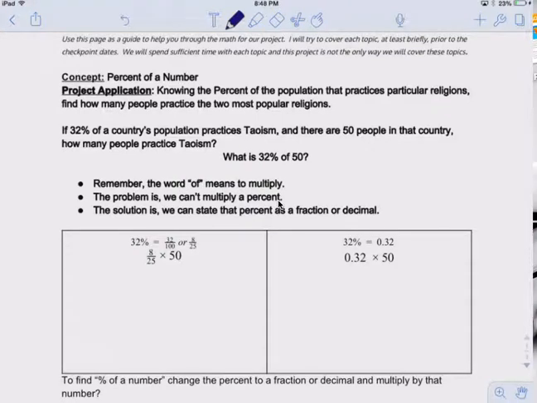4 mini lessons designed to help with the math relating to our travel brochure project. As I go through these, they will not be the only time you'll receive instruction on these topics, but these videos are designed to help with the math relating to these different concepts and their application within the project.